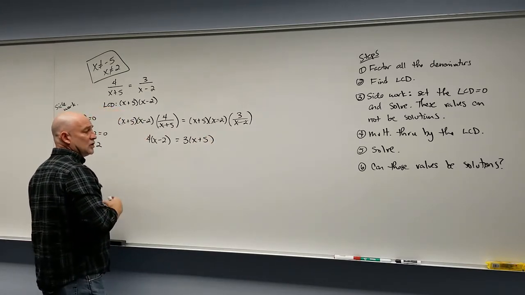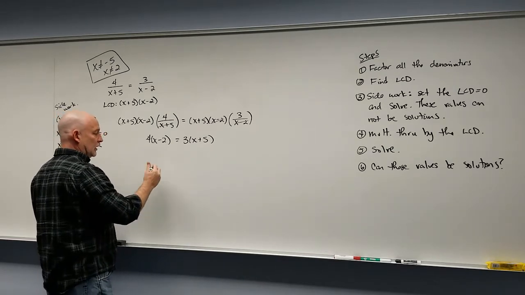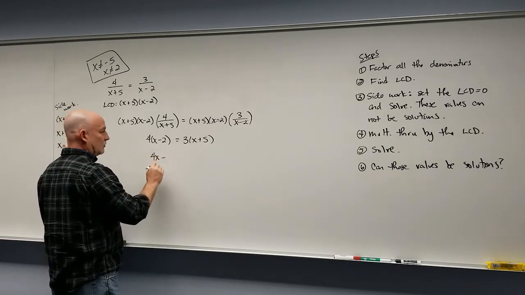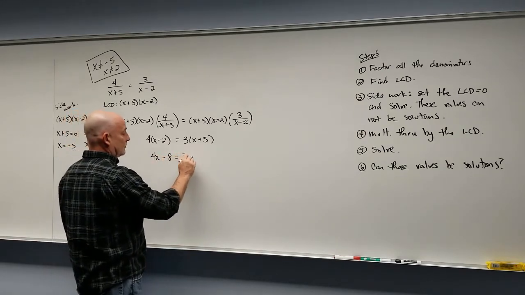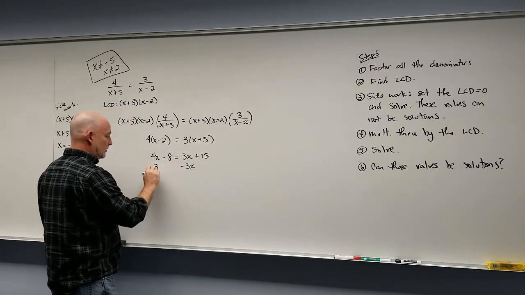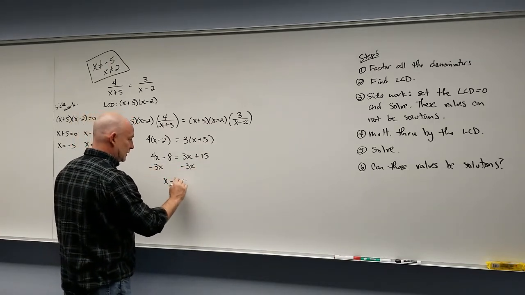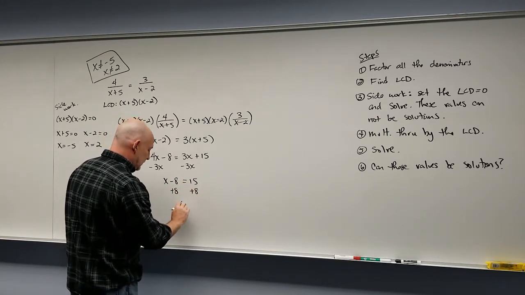Now, step 5 says solve. What type of equation is this? Well, it looks like it's linear, so following my steps for a linear equation, we're going to clear our grouping symbols. That's 4x minus 8 equals 3x plus 15. Get all of our x's on one side, get everything else to the other side, and then divide.